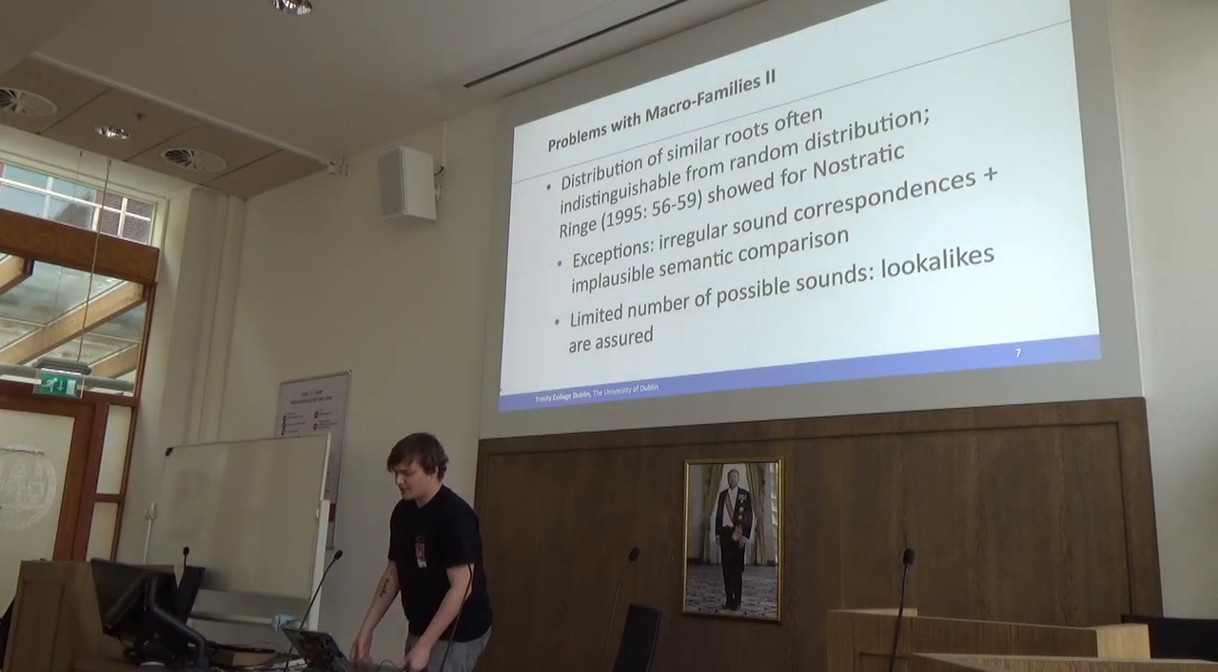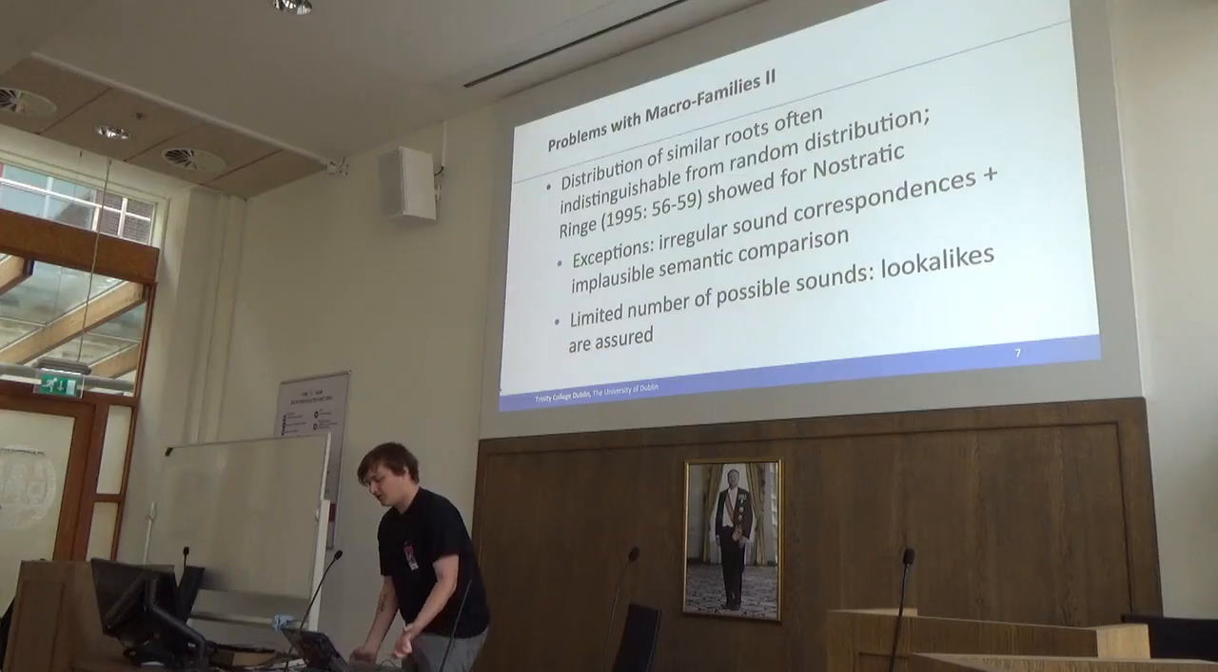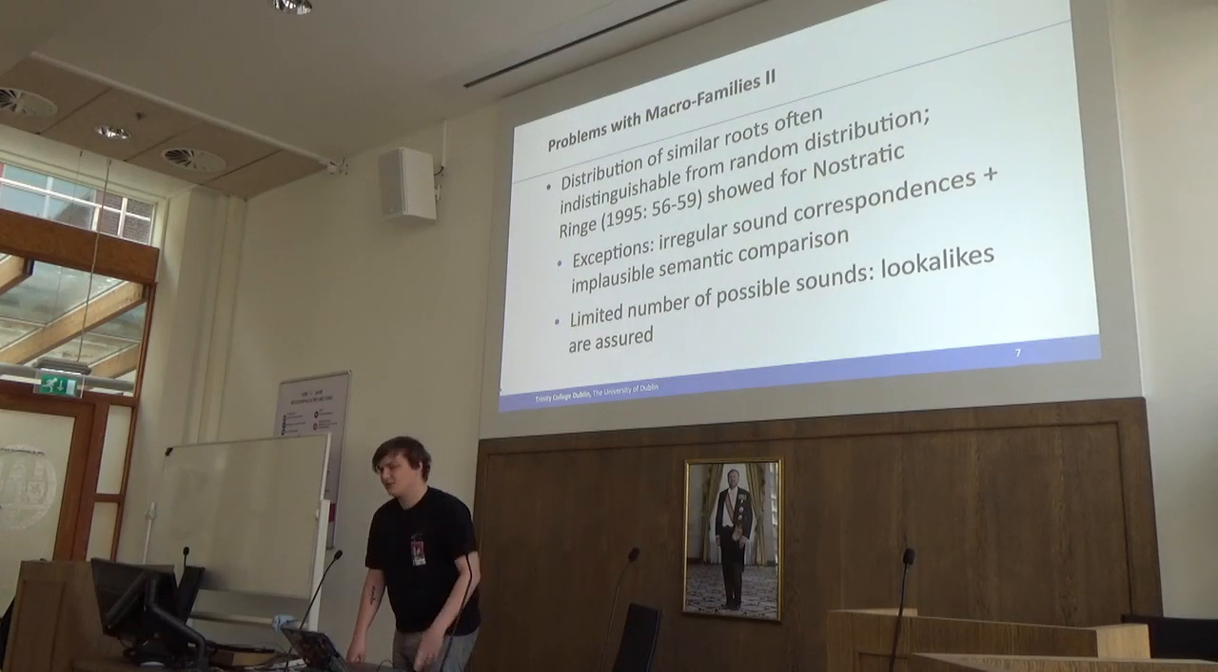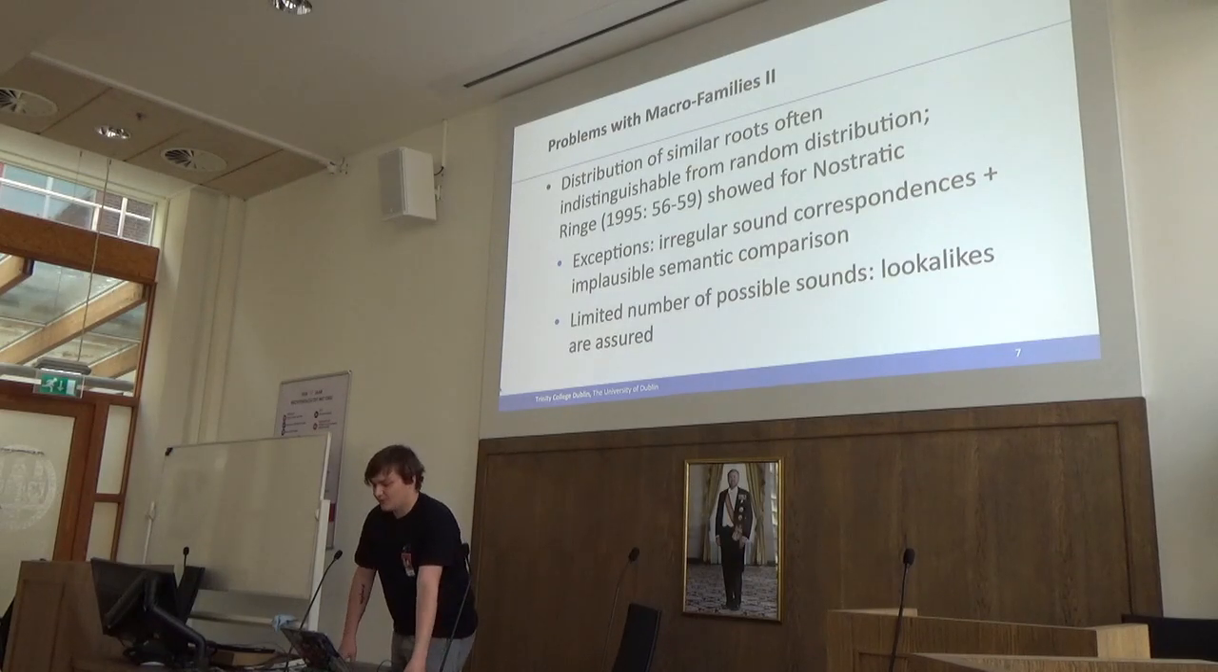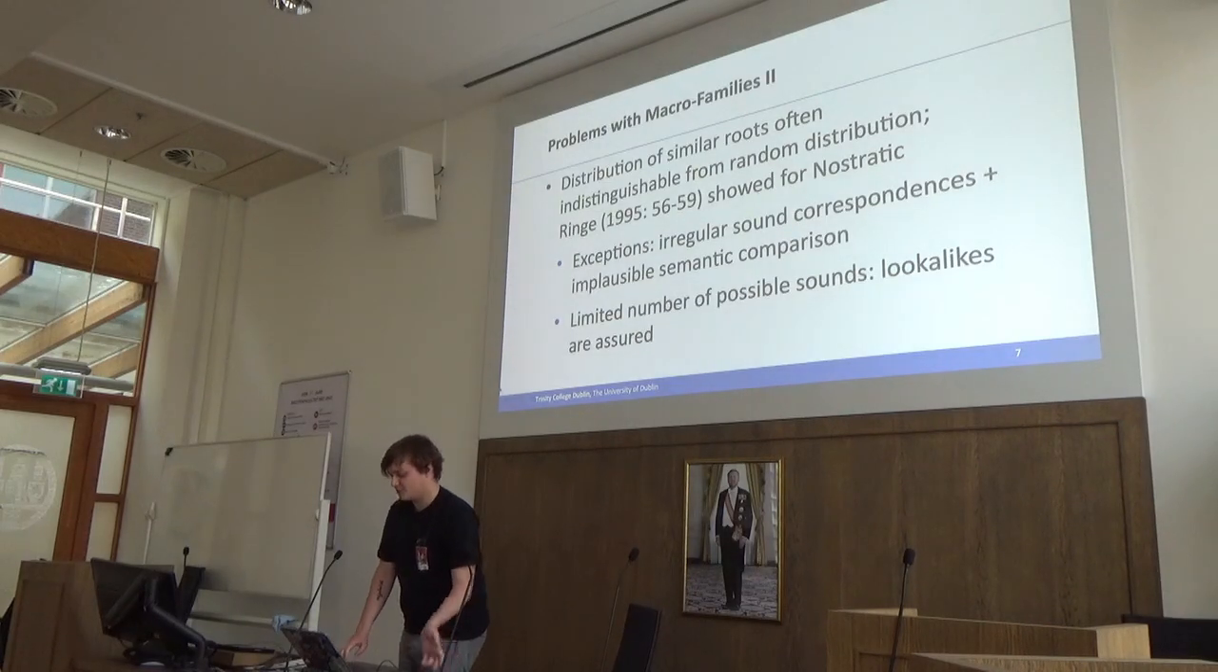We also know that in many cases, similar looking roots are often indistinguishable from random distribution. As in, there are not that many more similar looking roots, or there are not more at all, than in a completely random sample. Ringe showed this for Nostratic in 1985, and that was the paper that essentially put the nail in the coffin for that theory. And oftentimes when there is more than just a random distribution of similar looking roots, it appears that these are due to irregular sound correspondences or implausible semantic comparison, right?